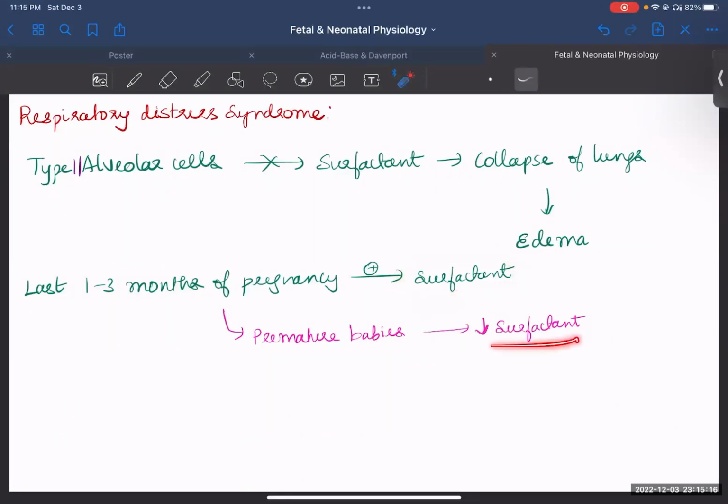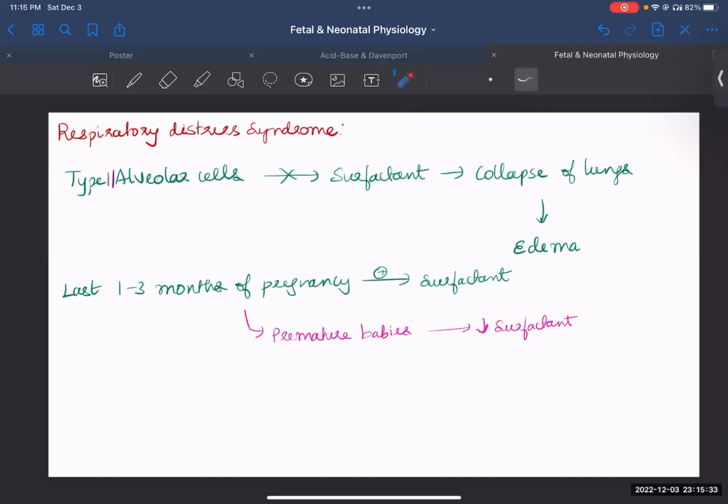So that means that surfactant is going to be low, and that baby is going to have respiratory distress syndrome. Okay, so premature babies are more prone to respiratory distress syndrome because the surfactant production starts only in the last 1 or 3 months of pregnancy. That is about respiratory distress syndrome.